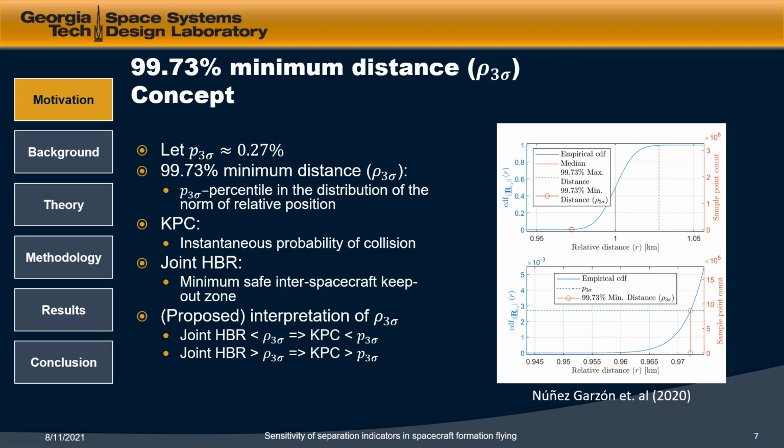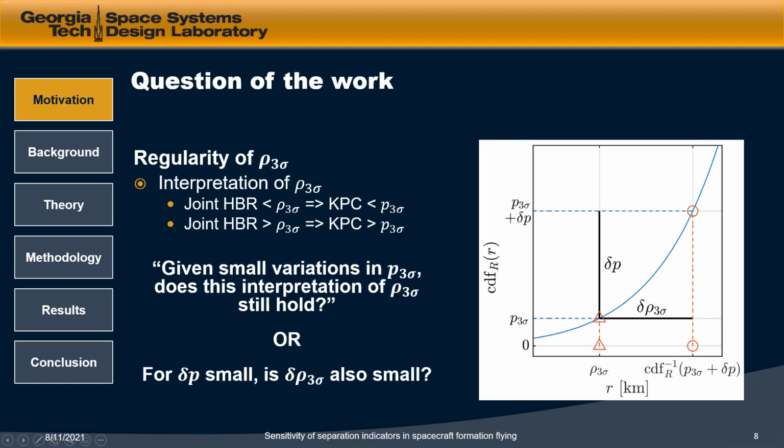Let's define the kpc as the instantaneous probability of collision and the joint hard-body radius as a minimum safe inter-spacecraft keep-out distance. For two spacecraft, we have proposed that rho 3 sigma is a collision risk boundary in the following way. If the joint hard-body radius is less than rho 3 sigma, then the kpc is less than p 3 sigma. And if the hard-body radius is greater than rho 3 sigma, then the kpc is greater than p 3 sigma.